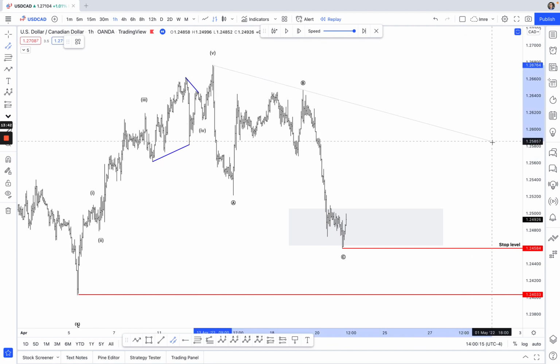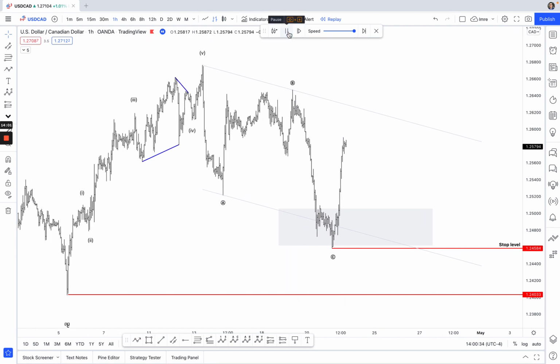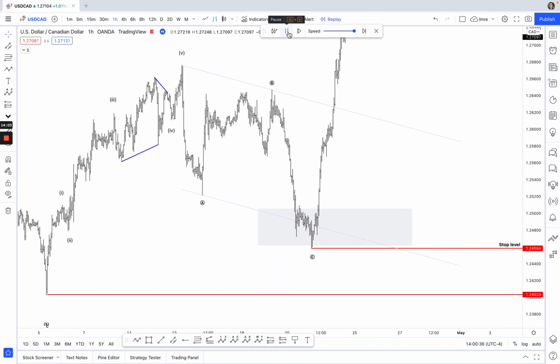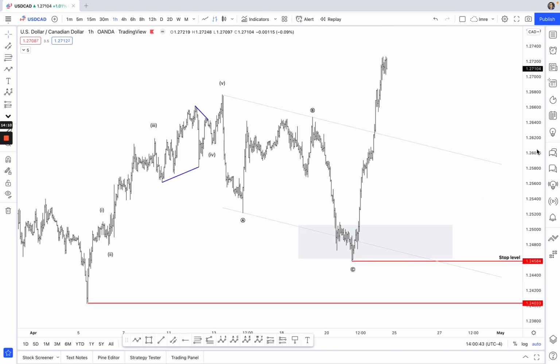So if I channel this entire corrective sequence, you can see we poked through the underside of that channel very briefly and then shot back inside of it. So we have so many technical factors all coming together in a fairly narrow range on this price chart that allows us to start building a case for risking some capital with a higher degree of confidence. All right. So that covers how we look for turning points as we're anticipating the end of a corrective wave.